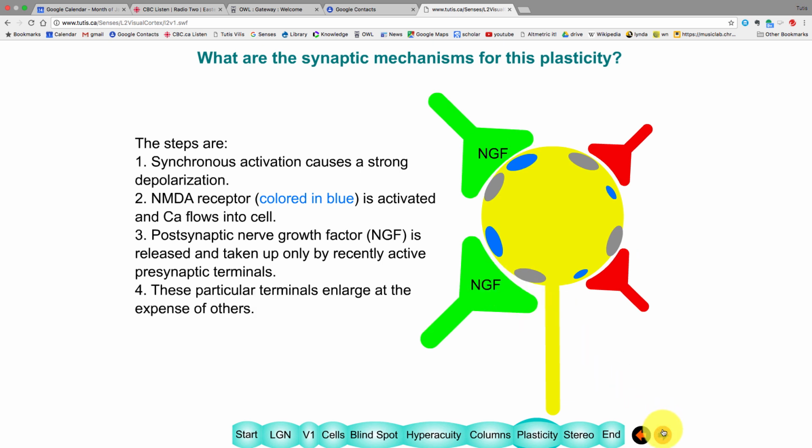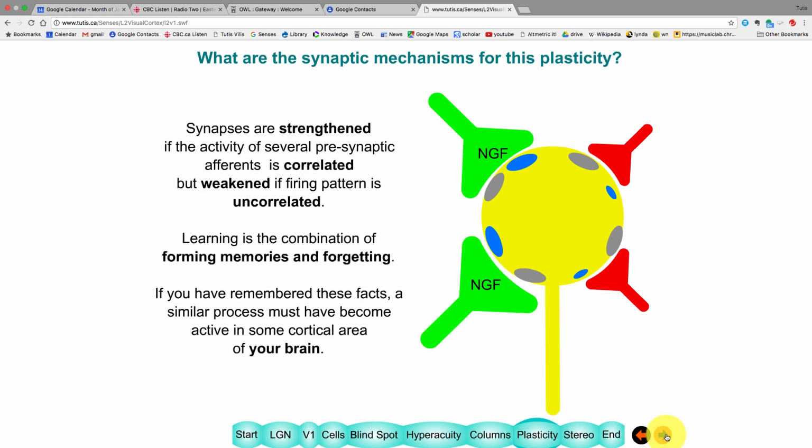And that in turn causes those synapses to get stronger by growing bigger, making a tighter connection, whereas the other ones that didn't fire recede. So synapses are strengthened and the other ones weakened. And this is how memories are formed and memories are forgotten.